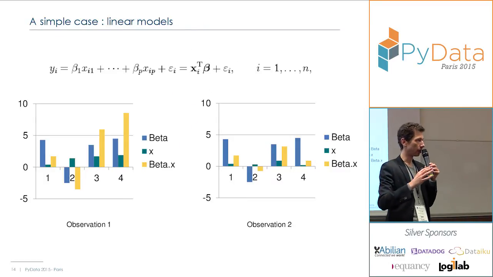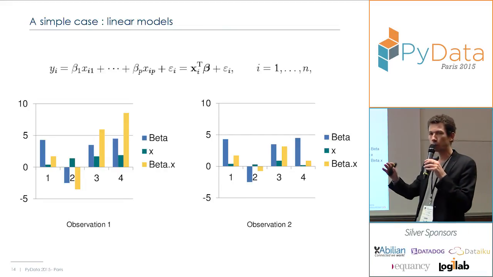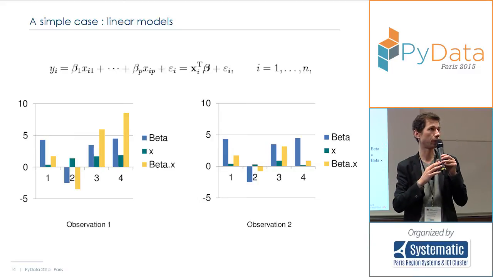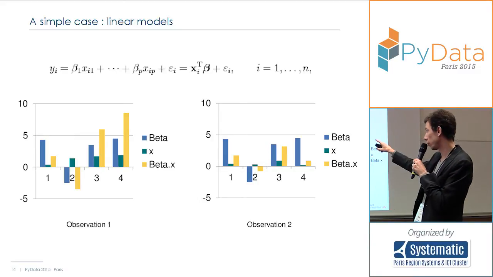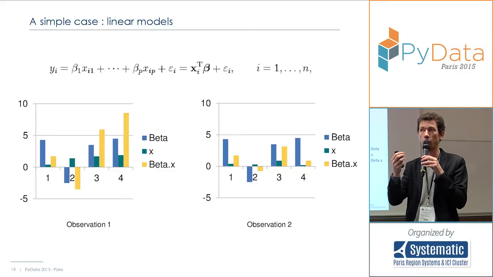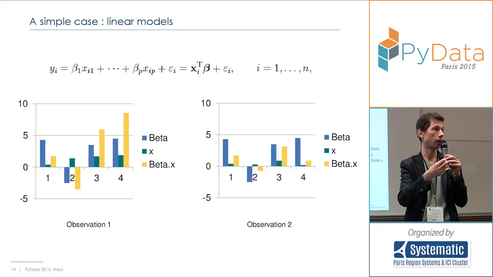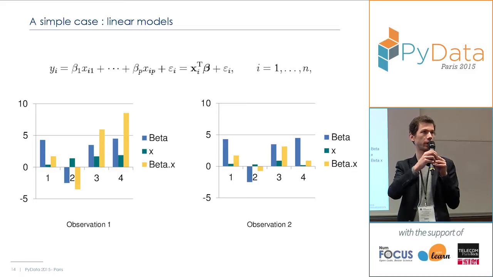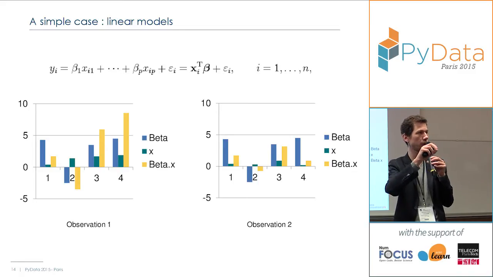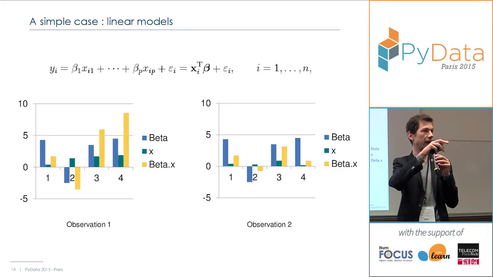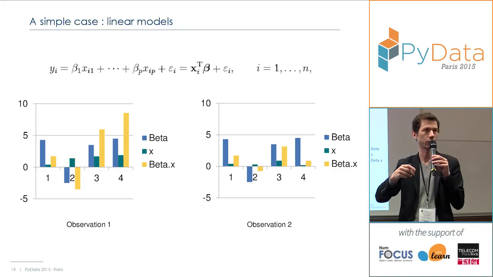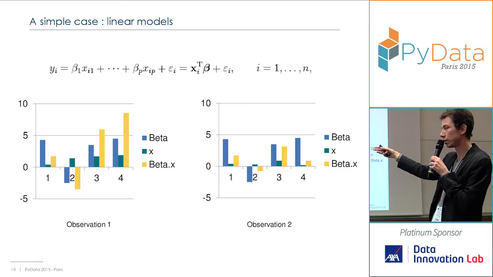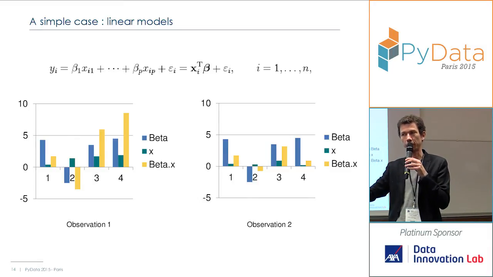So if we have a simple case like linear models, as you know, linear models are an accumulation of coefficients. So you have the beta coefficients, which are the weights of the model. From a population point of view, the beta coefficients are not the ones we are interested in. What we are interested in, for each observation, is the product between beta and x, the features of the particular observation. So here, in yellow, we can see for observation one what made the model produce this prediction.